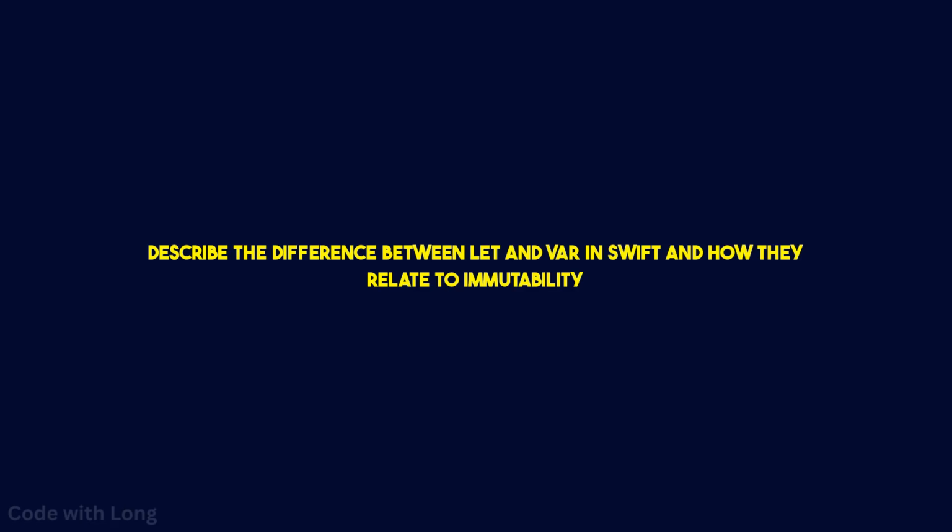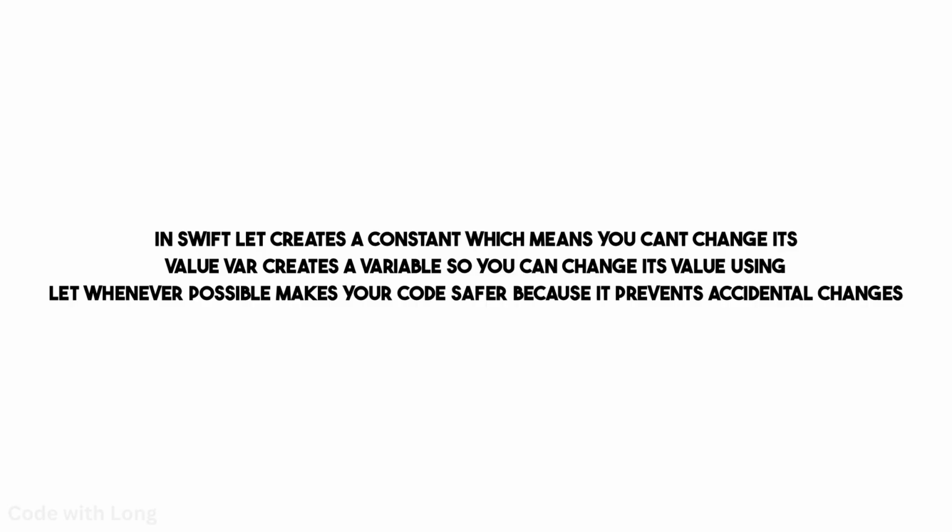Describe the difference between let and var in Swift, and how they relate to immutability. In Swift, let creates a constant, which means you can't change its value. Var creates a variable, so you can change its value.